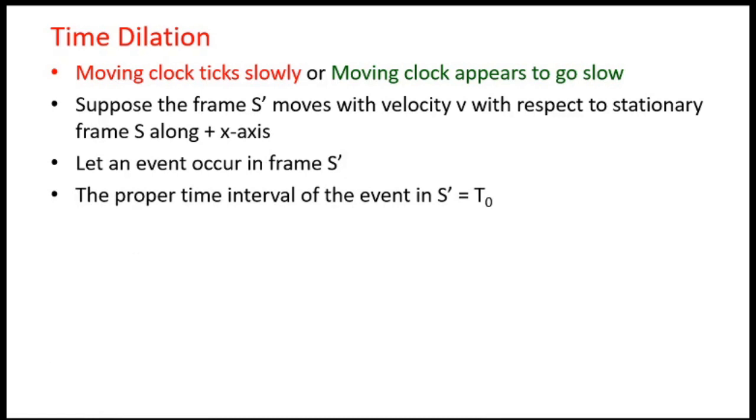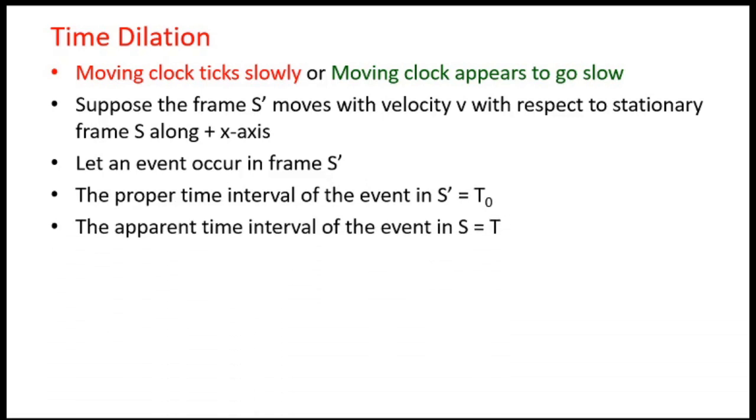Then the clock which is present in the frame S dash will note a particular time, and that time, measured in the frame S dash, will be the proper time, given by t0. The event has occurred in the frame S dash, so the time interval of the event measured in the frame S dash gives the proper time denoted by t0. The time interval of the same event measured in another frame, the frame S, will be called the apparent time, and it is denoted by t.